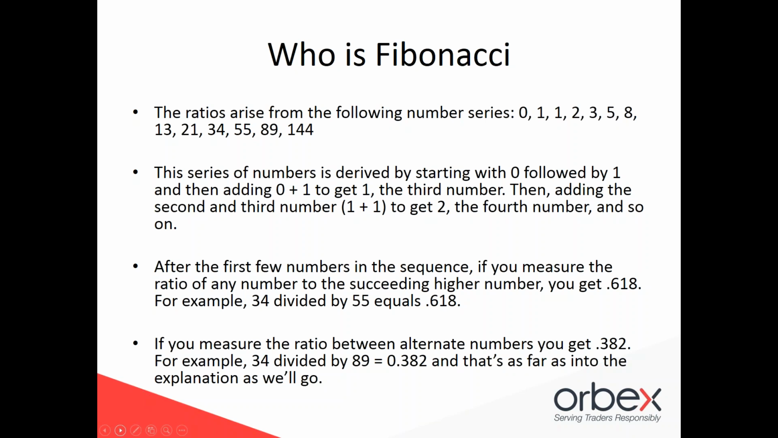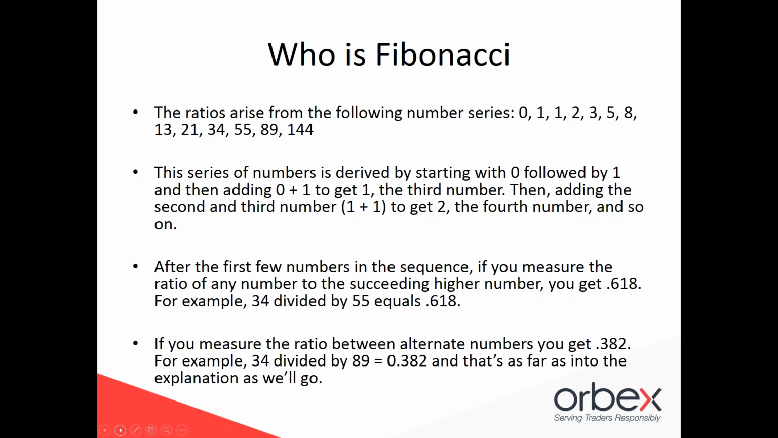So the third number. This series of numbers is derived by starting with 0 followed by 1, and then adding 0 plus 1 to get 1, the third number. Then adding the second and the third number, which is 1 plus 1, to get the 2, the fourth number, and so on.